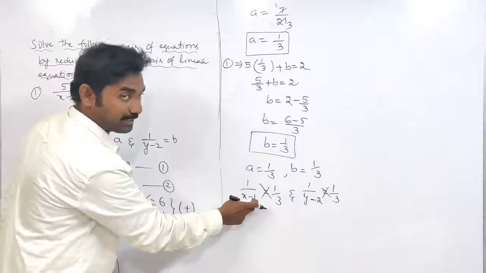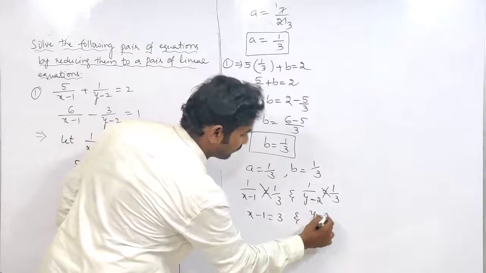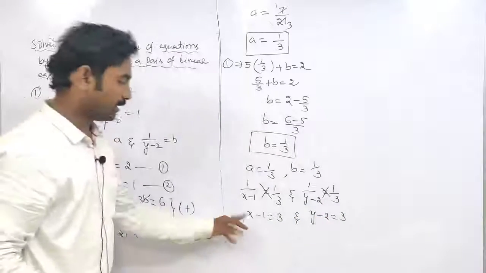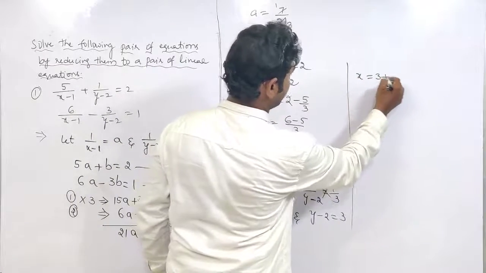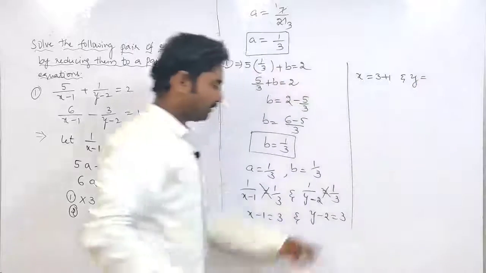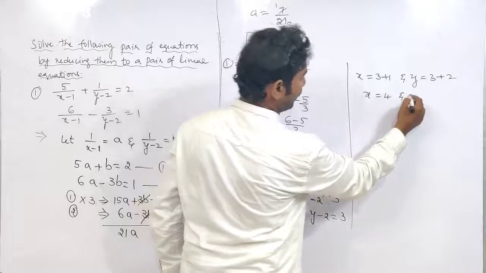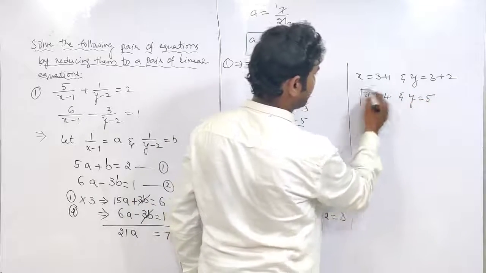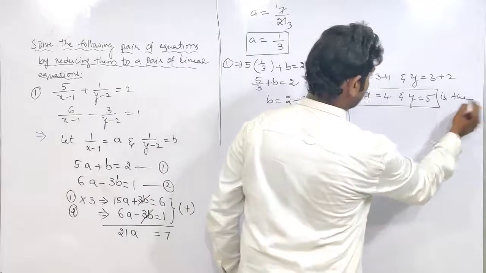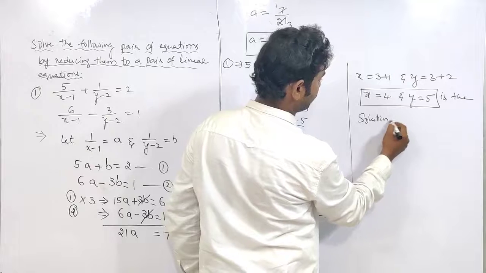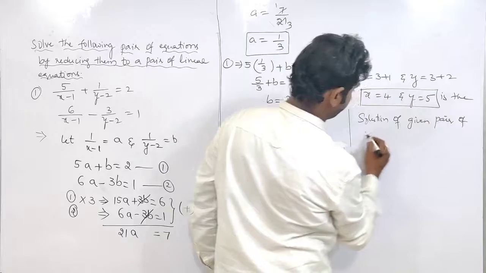x minus 1 ones are x minus 1 is equal to 3. y minus 2 ones are y minus 2 is equal to 3 ones, 3. x is equal to 3 plus 1, and y is equal to 3 plus 2. 3 plus 1 is 4, and y is equal to 3 plus 2 is 5. So x is equal to 4 and y is equal to 5 is the solution of the given pair of equations.